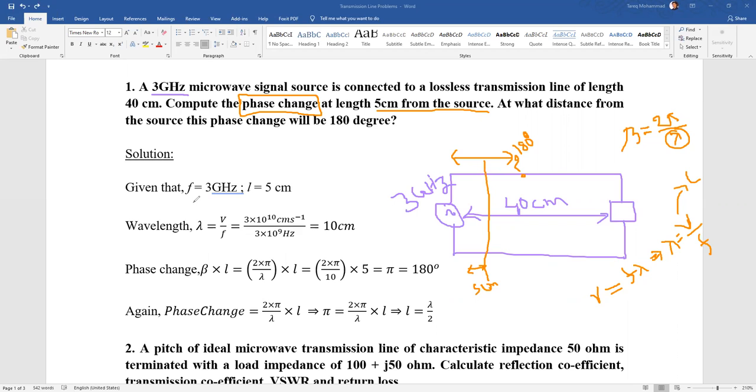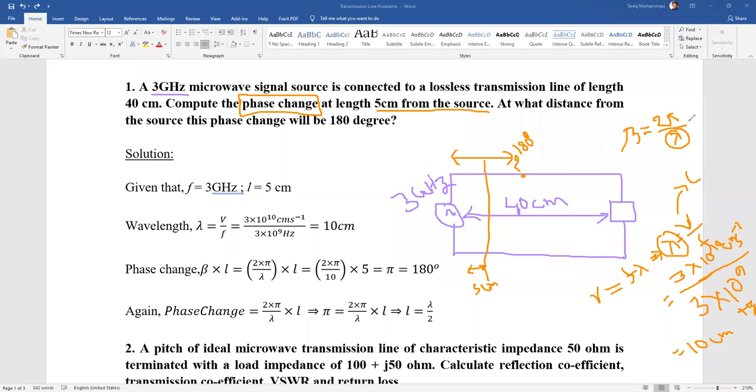So here, just put in the values. Let's say V is 3 into 10 to the power 10 centimeters per second divided by F. F means the frequency, which is given as 3 gigahertz, 3 into 10 to the power 9 Hertz. Then do the calculation and you will get the result as 10 centimeters. That means the lambda, the wavelength, is 10 centimeters.